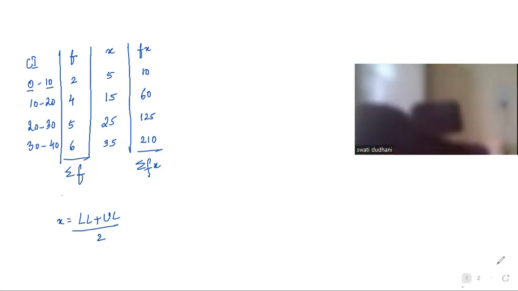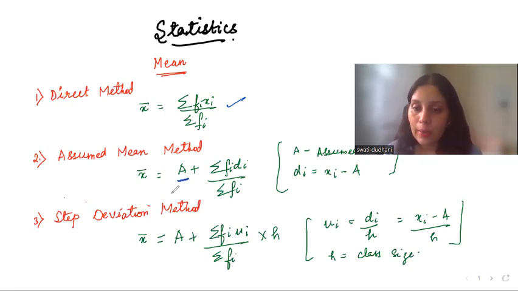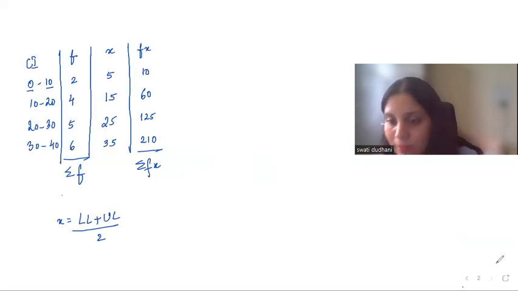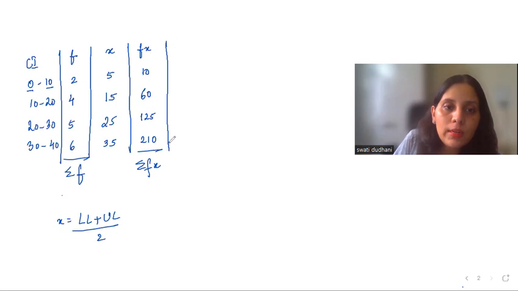Now coming back to the formula page, the first method is done. Sigma fx by sigma f, we have found it. Now, for the assumed mean method, we need to first assume what A is.